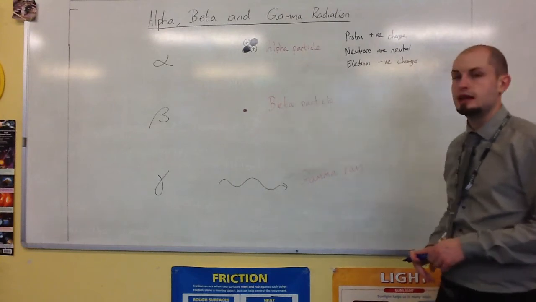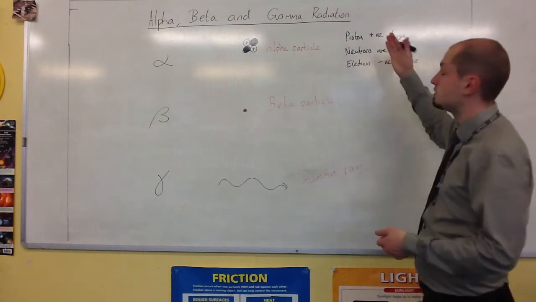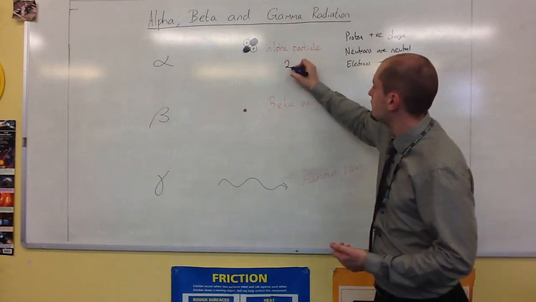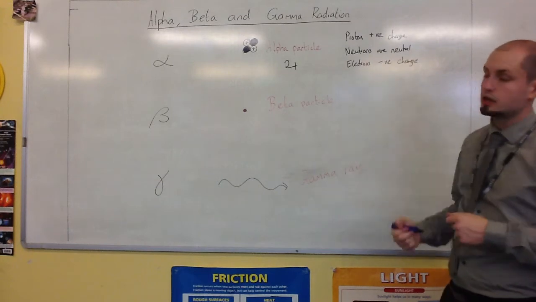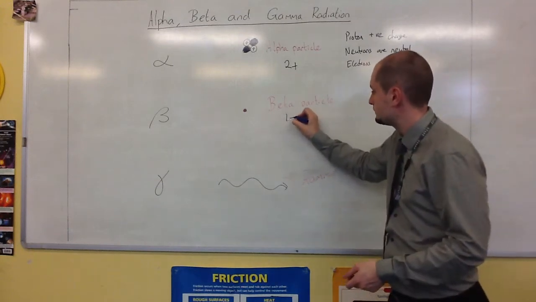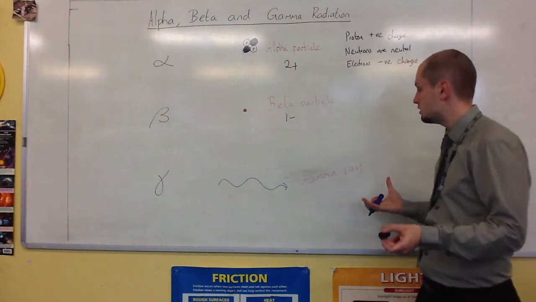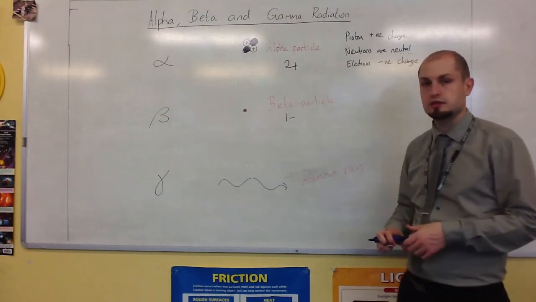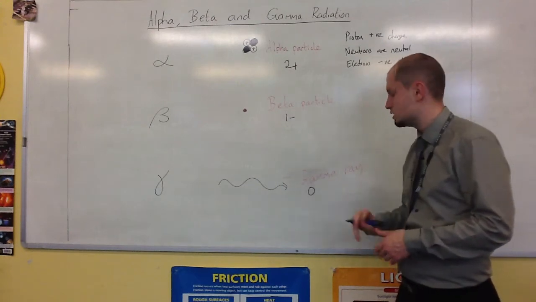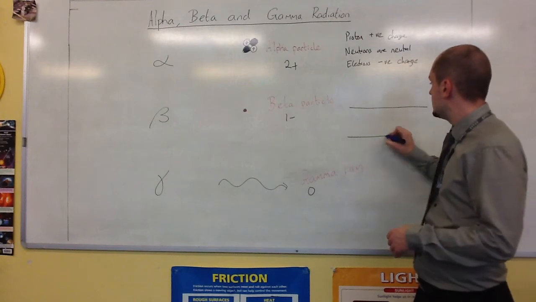So we'll start off with the alpha particle. The alpha particle's got 2 protons in it, so obviously it's got 2 pluses, so the charge on an alpha particle is 2 plus. The beta particle is 1 electron, so its charge is 1 minus. The gamma ray is not a particle, so it's got no bits in it to make it charge. Therefore, it just travels through space with a 0 charge. No charge either way.